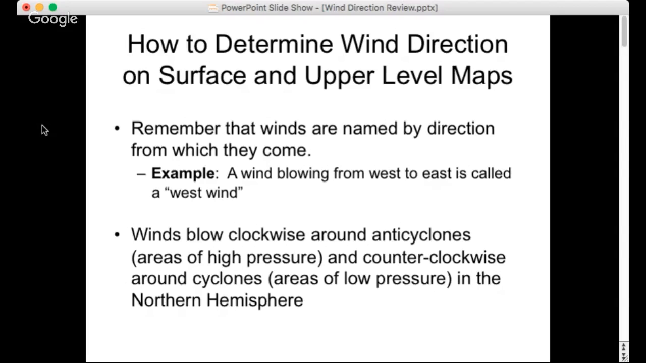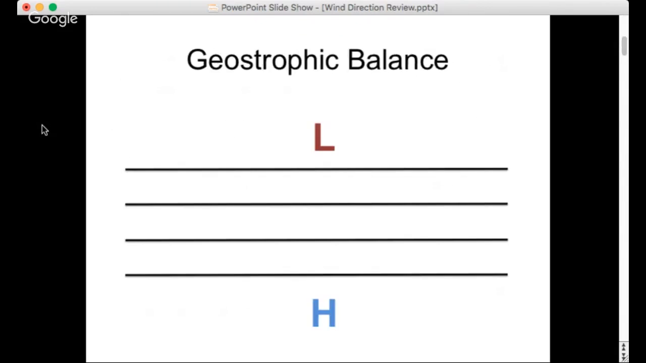Also, another point is that winds blow clockwise around anticyclones, so that's areas of high pressure, and counterclockwise around cyclones, or areas of low pressure in the northern hemisphere. So these are two concepts we've been talking about since the first lecture, and hopefully these are pretty common to you by this point, but this is really the basic starting point when you're trying to determine the winds on an upper level map.